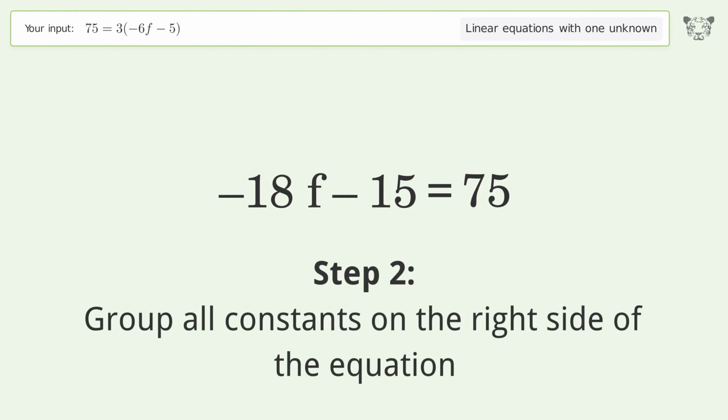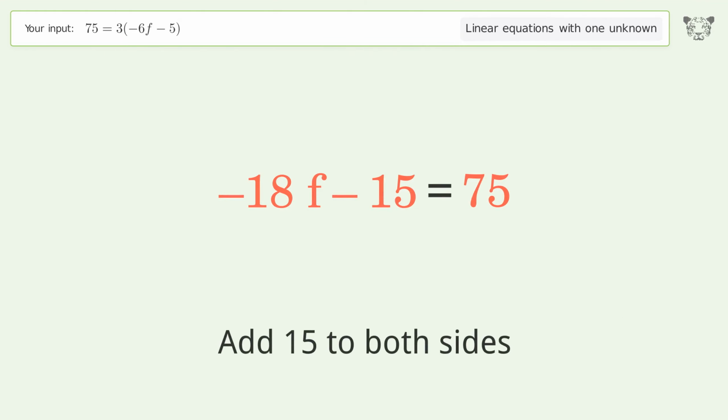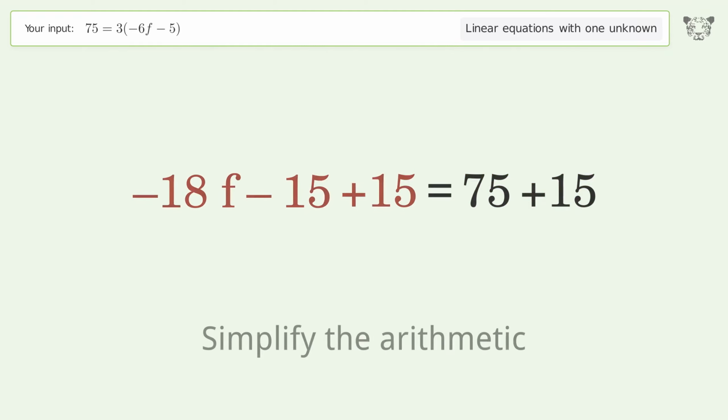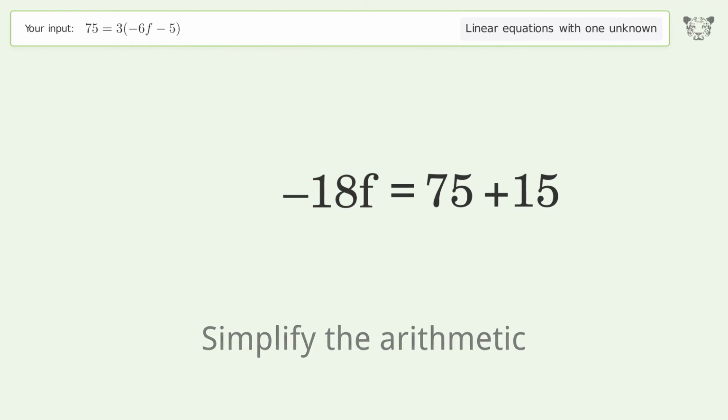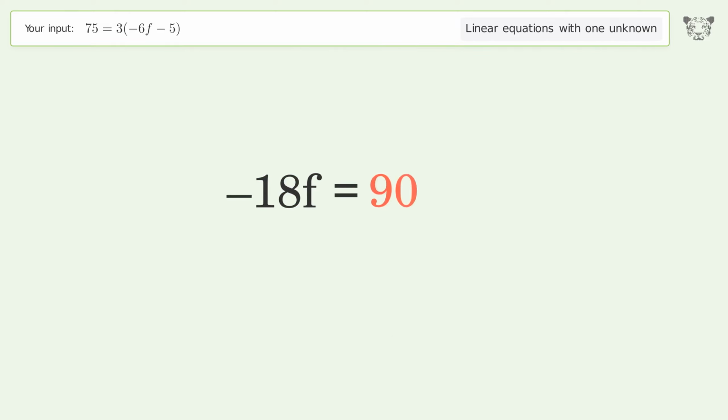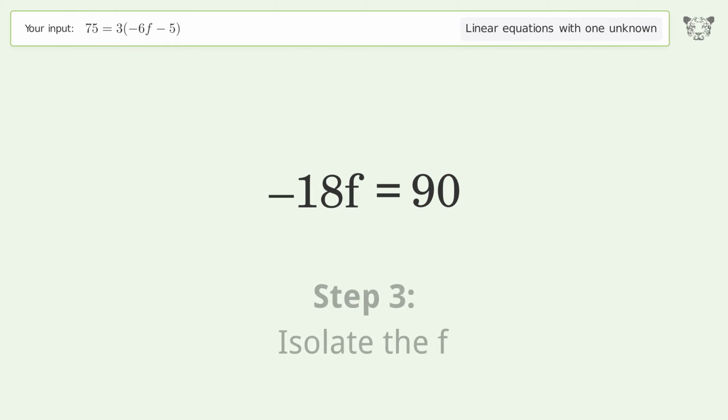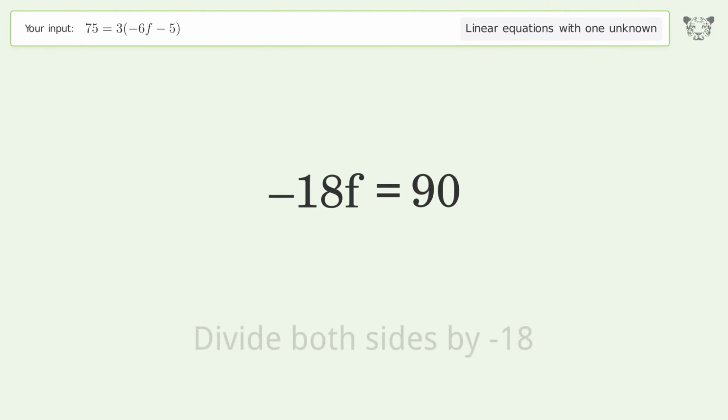Group all constants on the right side of the equation. Add 15 to both sides. Simplify the arithmetic. Isolate the f. Divide both sides by -18.